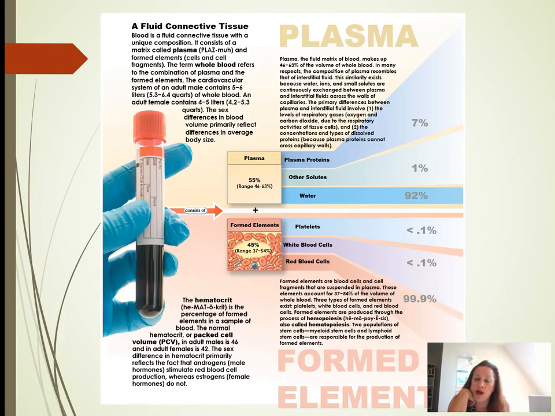You'll notice on the far right that 99% of the formed elements is red blood cells. And the plasma itself is mostly water, right? It's about 55% liquid, meaning 55% plasma, about 45% platelets and cells. I'm not going to read this whole thing because we are going to go into it, but it's a great first slide, a great summary in your book that you can take a good look at.